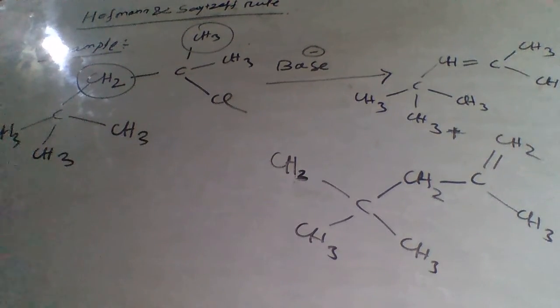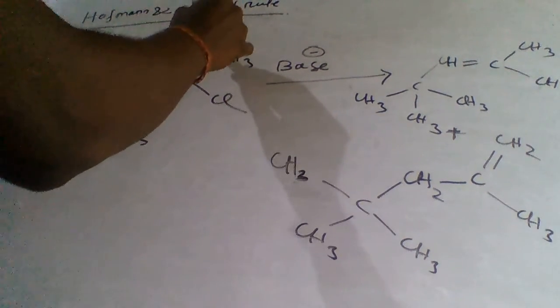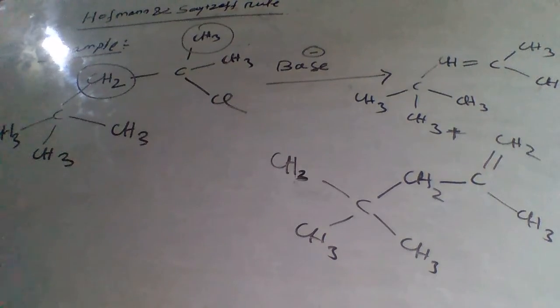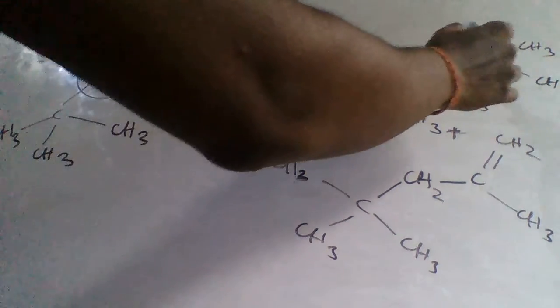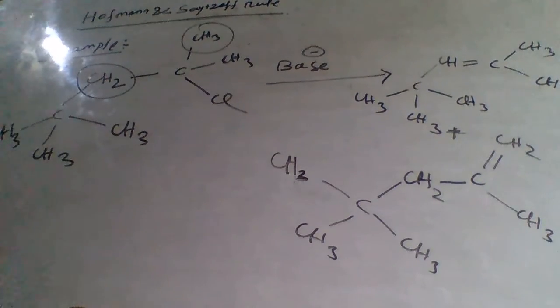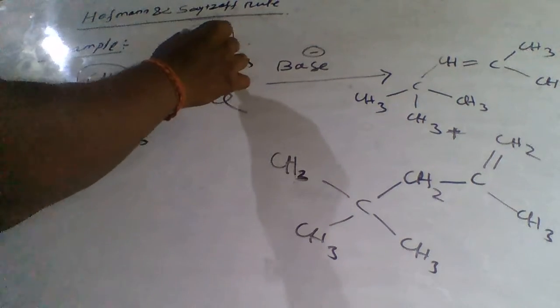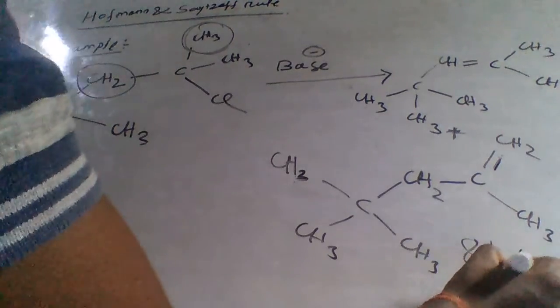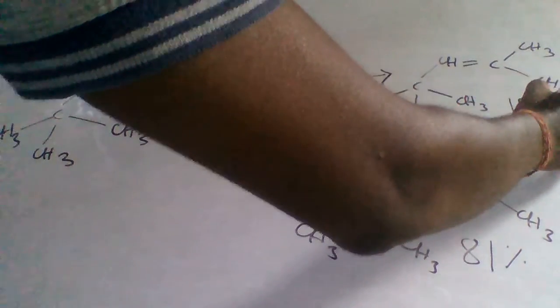here some deviation takes place. Actually, what happened here? Here these are two methyl groups, and the bulkiness at this position is more, and the transition state formed in the more substituted product will not be stabilized, while the transition state formed in the less substituted alkene will be stabilized. The bulkiness of this methyl group is the major factor, and the less substituted product is the major product. This will form 81%, and this will form only 19%.